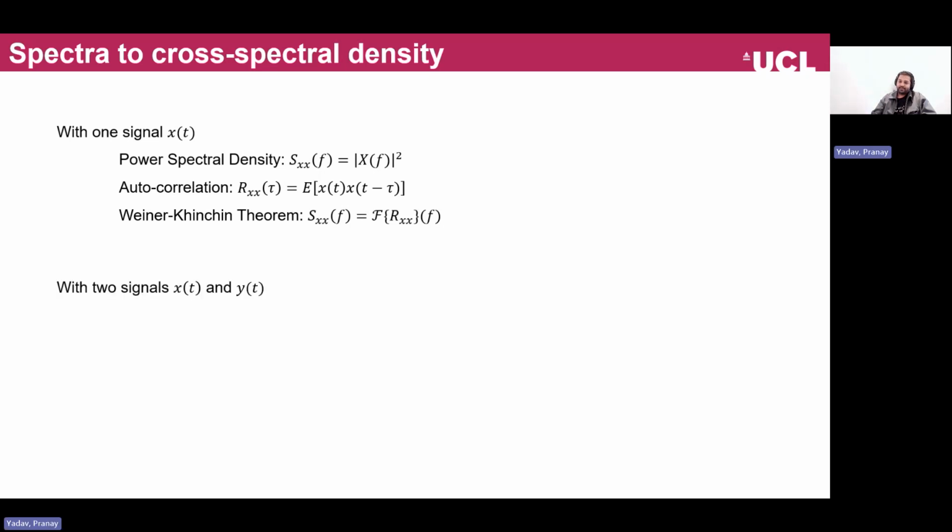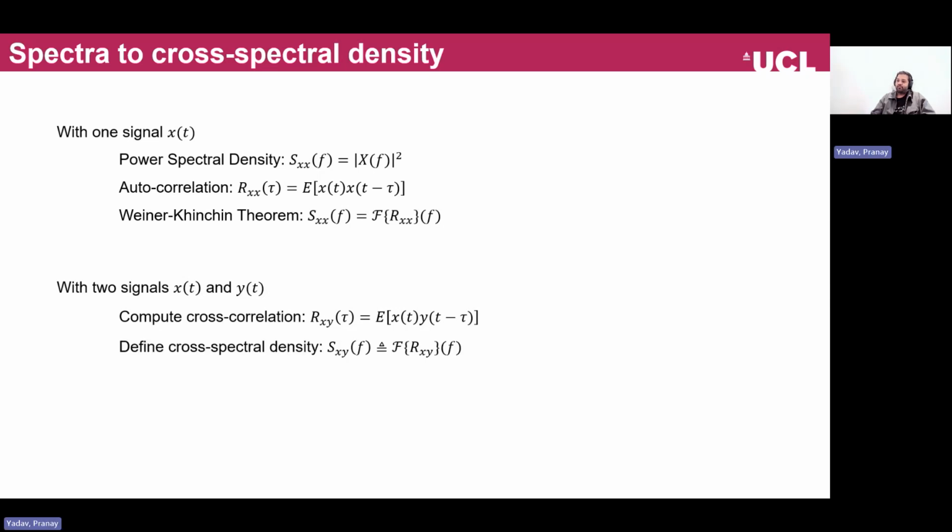Now with two signals, X and Y, we can compute their cross correlation, convolving one signal with lagged versions of the other. Now, if we take the Fourier transform of this cross correlation, we obtain what is called the cross spectral density. It is defined this way. This cross spectral density contains information about how these two signals, X and Y, are coupled at different frequencies.